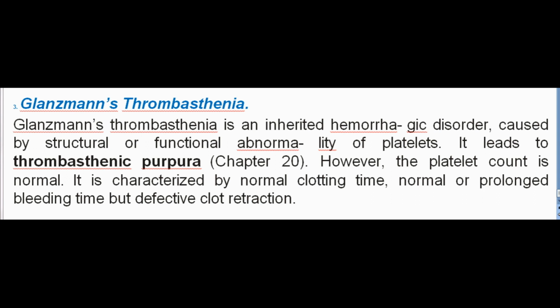Glanzmann's thrombasthenia is an inherited hemorrhagic disorder, caused by structural or functional abnormality of platelets. It leads to thrombasthenic purpura, Chapter 20. However, the platelet count is normal. It is characterized by normal clotting time, normal or prolonged bleeding time, but defective clot retraction.